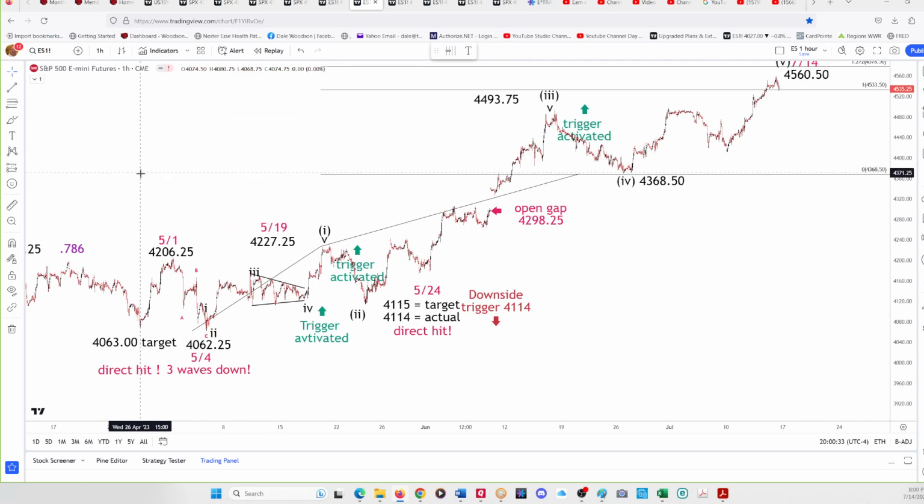Let's look at the hourly. Again, I want to point out, over 2 months ago, we saw this three-wave decline, A, B, C. That was 3 waves down, direct hit right there. We got a 1 up, a 2 down, a 3 up, a classic 4th wave triangle. Elliott says after triangles, you get a thrust in the direction that it was going before the triangle. Obviously, for the 3rd wave, it was up. We got the thrust for wave 5.